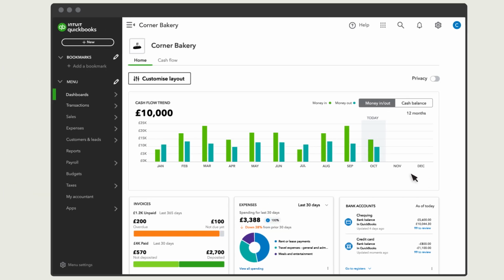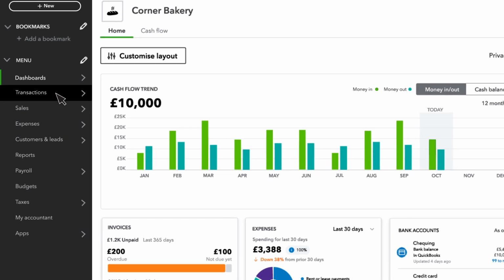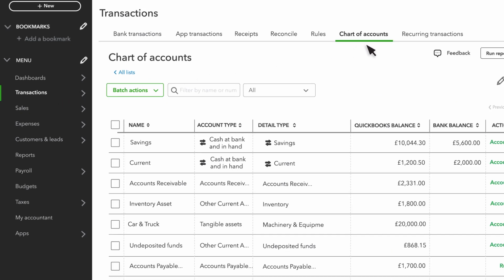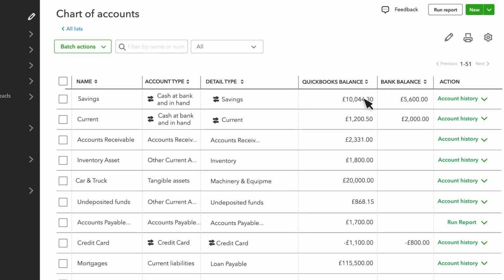To get to the chart of accounts, go to Transactions and select Chart of Accounts. Every transaction you record in QuickBooks affects at least two of these accounts. Usually, it's the bank or credit card account you spent or received money to, and then an account that describes the reason you spent this money. Let's look at an example.